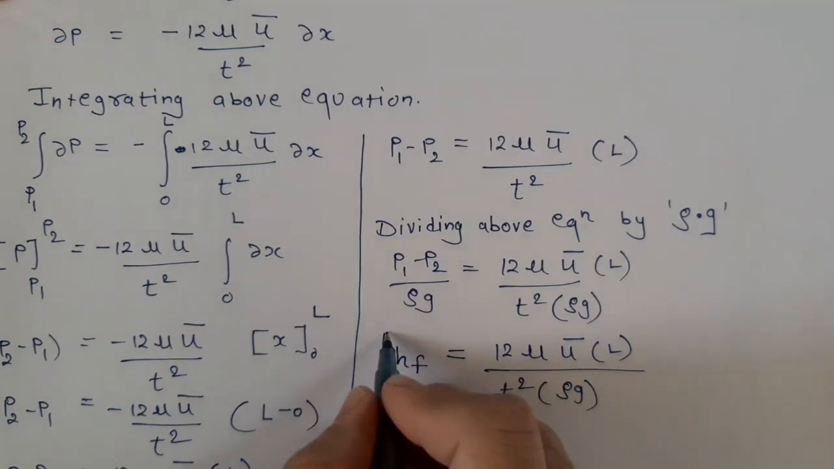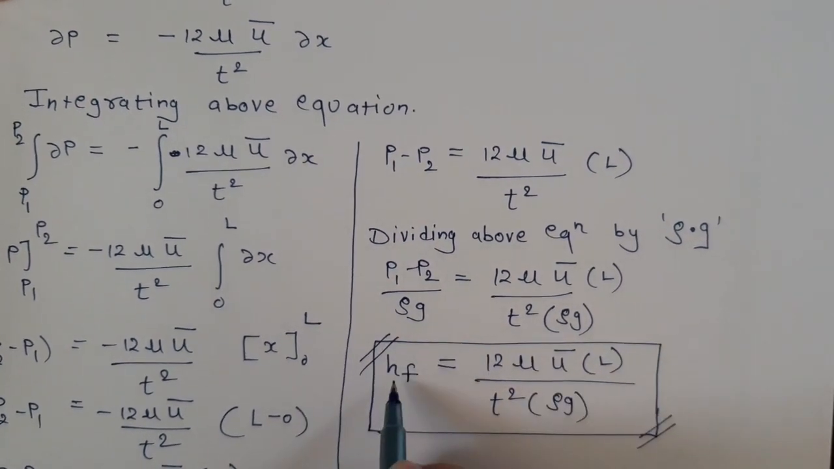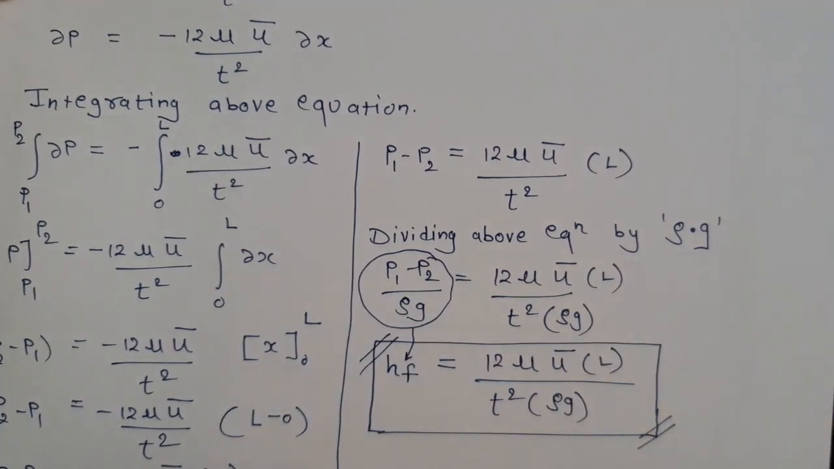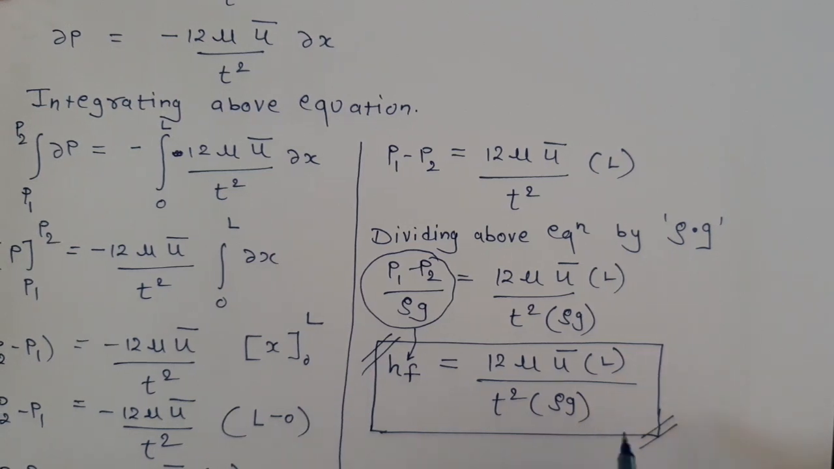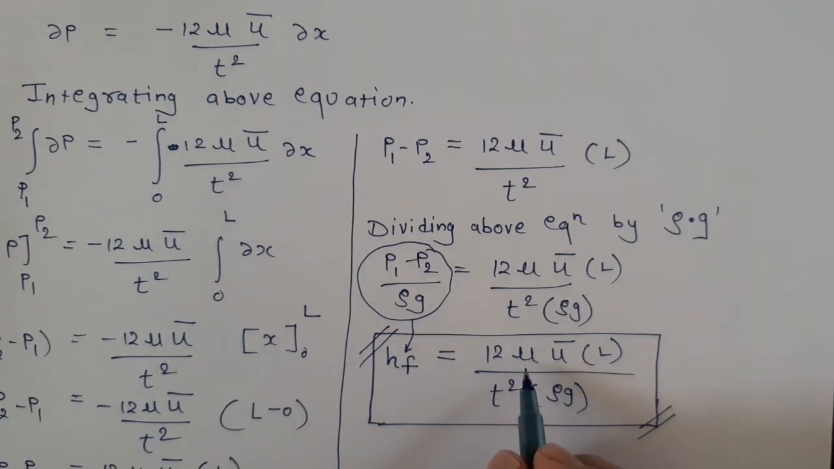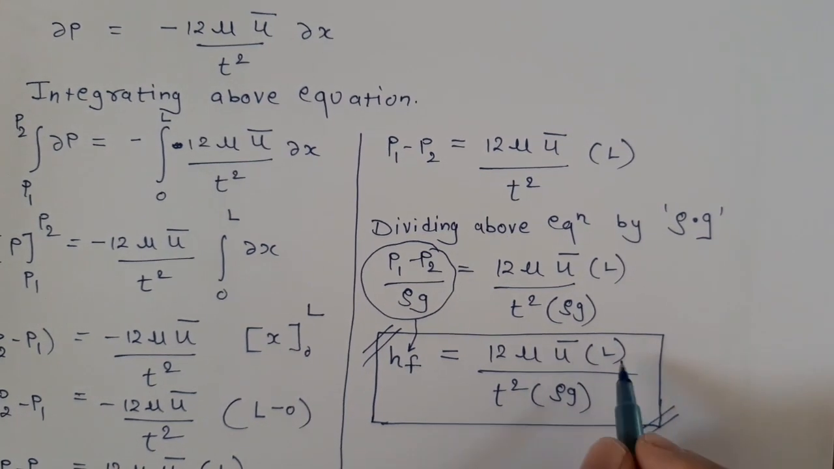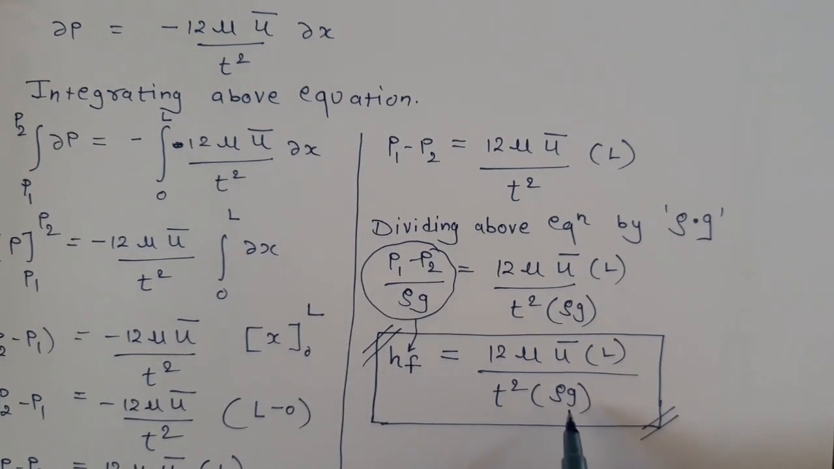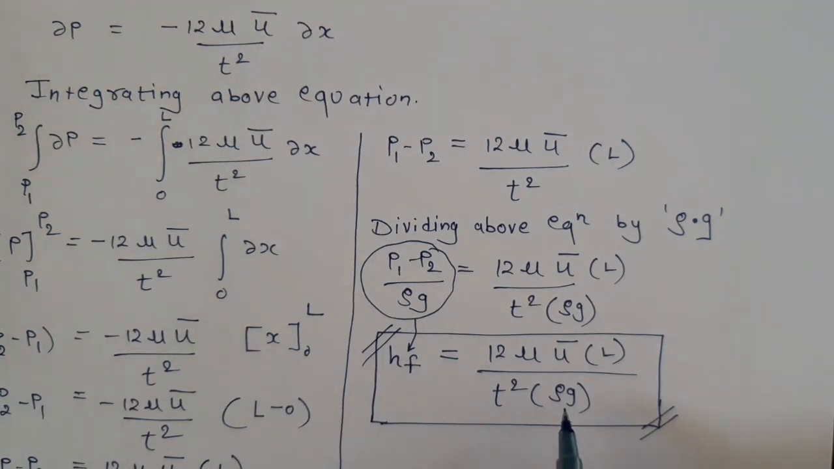This is the equation of head loss due to friction in the case of two parallel fixed plates. HF equals 12 mu u bar into L upon t square into rho g, where mu is the dynamic viscosity, u bar is the average velocity, L is the length between two sections, t square is the distance between two parallel fixed plates squared, rho is the mass density of the fluid, and g is the gravitational acceleration.